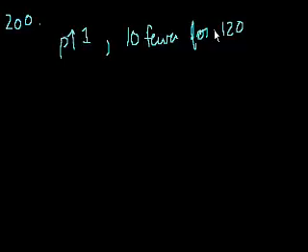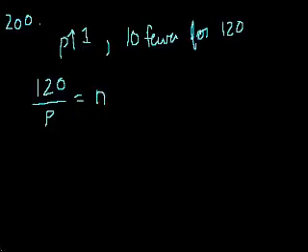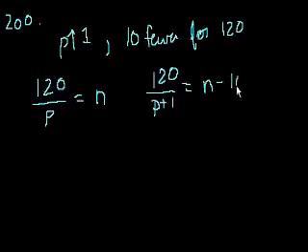$120, excluding sales tax. What is the current price of each towel? Okay, so let's say the current price of each towel is P. If we take 120 and divide it by the current price, we could buy, I don't know, N towels, right? Now, if we had $120 and increased the price by $1, the new price is P plus 1, and I can't buy N towels anymore. I can only buy 10 fewer, so N minus 10 towels.